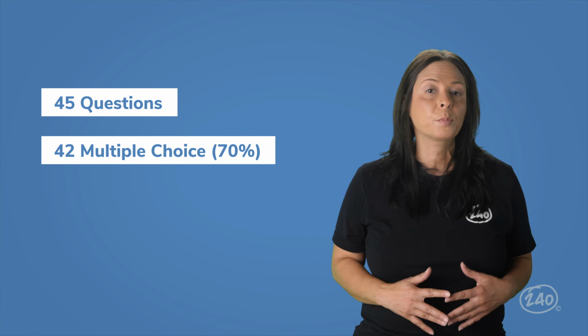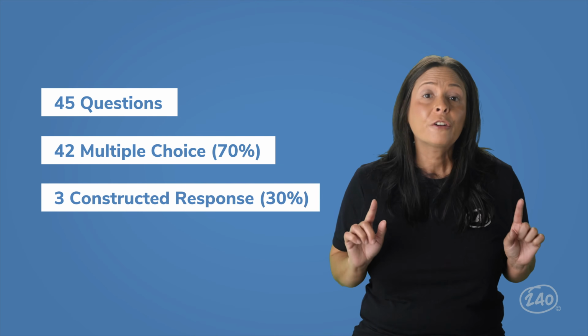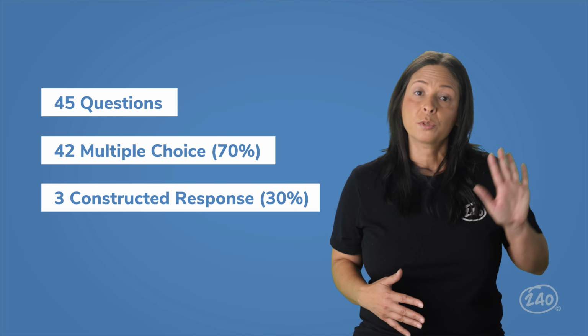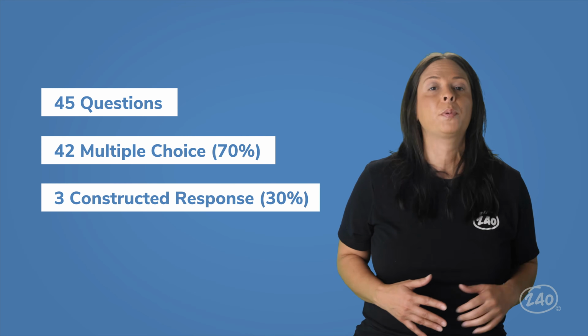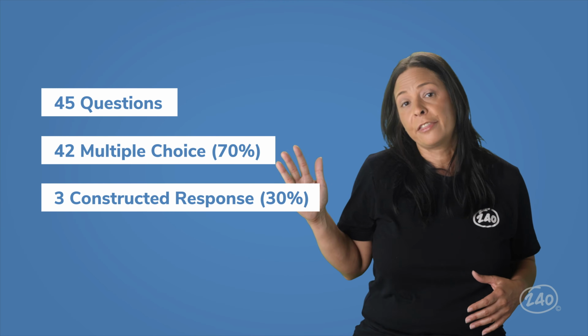Now, let's talk numbers. There are 45 questions in total. 42 of those are multiple choice and 3 are constructed response questions. Your final score is a mix of these 2 types of questions. The multiple choice questions account for 70% of your score, while the constructed responses make up the remaining 30%.